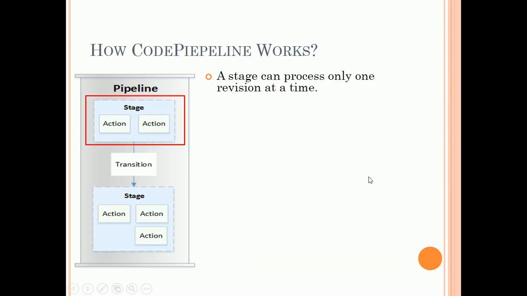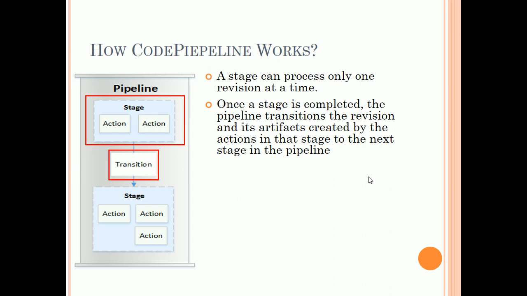A stage can process only one revision at a time. A revision must run through a stage before the next revision can run through it. All actions configured for a stage must be completed successfully before the stage is considered complete. Once the stage is completed, the pipeline transitions the revision and its artifacts created by the actions in this stage to the next stage in the pipeline.